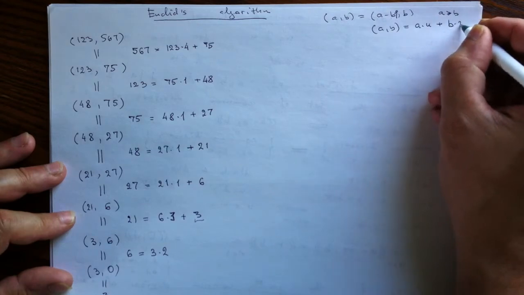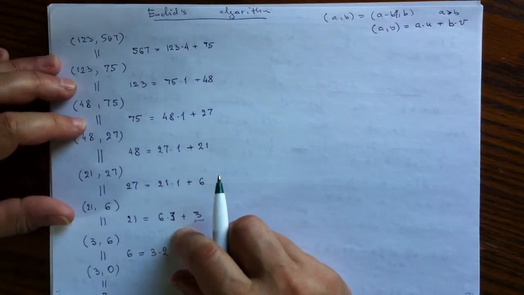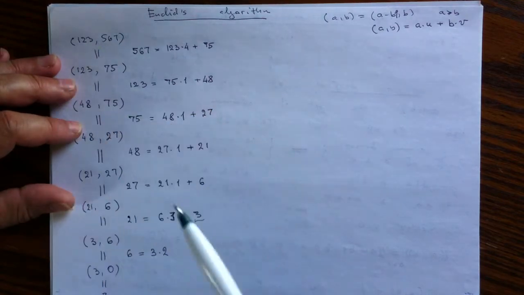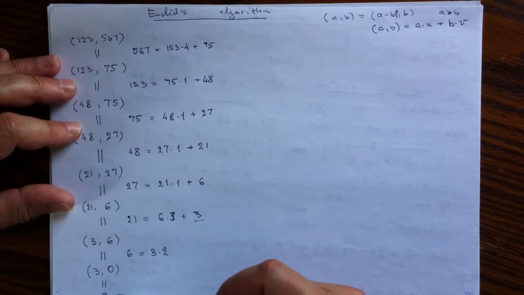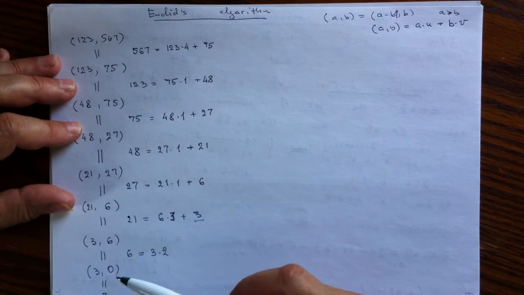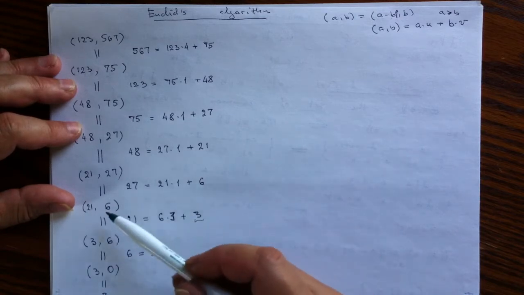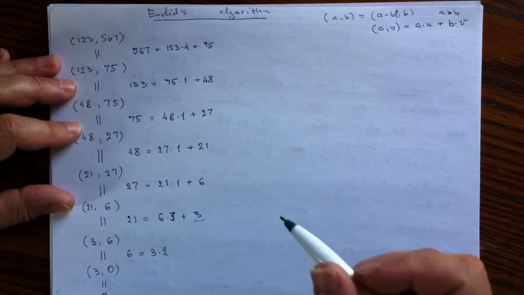So now the task is to write down the greatest common divisor as a combination of the numbers. So find U and V, which will make it true. So express 3 as a combination of these two numbers. We will be doing it bottom up. So first of all, we will take it here and express 3 as a combination of 6 and 21.